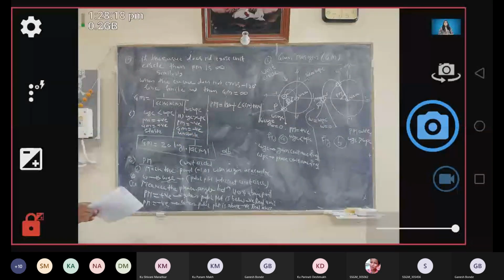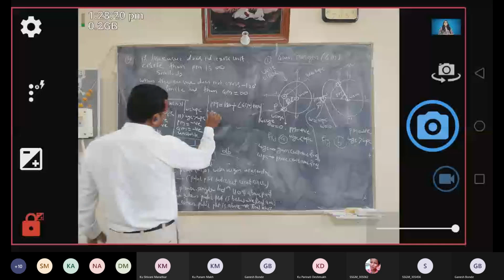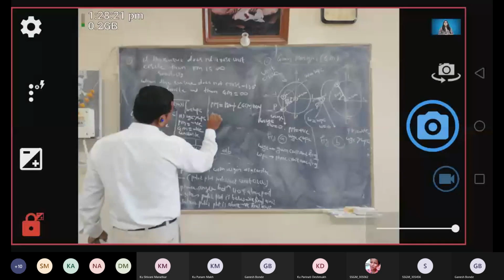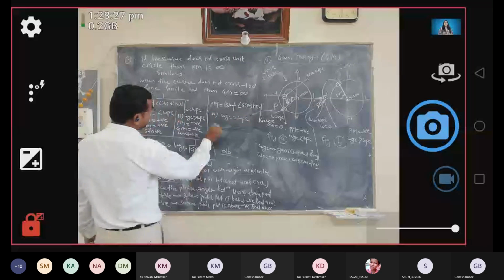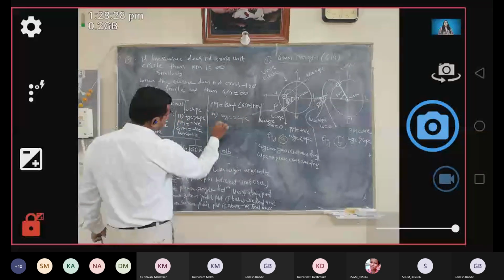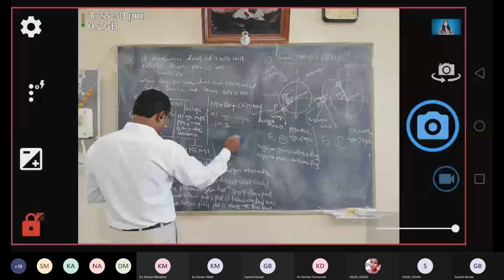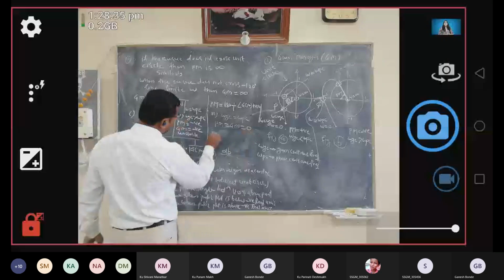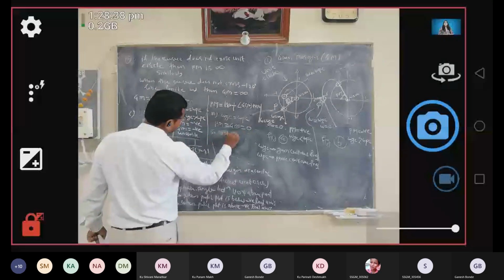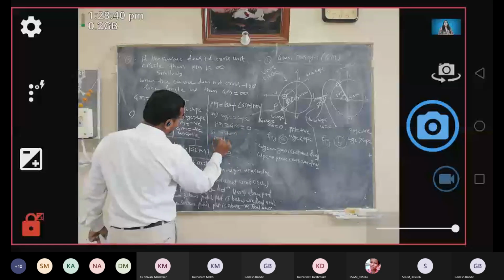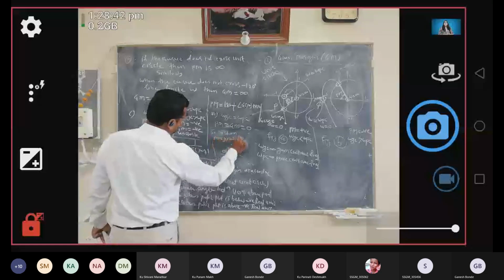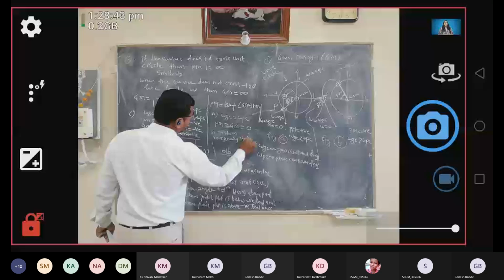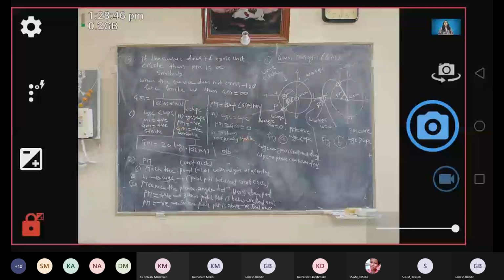And the third possibility: omega GC is equal to omega PC. In this case, phase margin equals gain margin equals 0. So the system is marginally stable. Please note down this stability information.